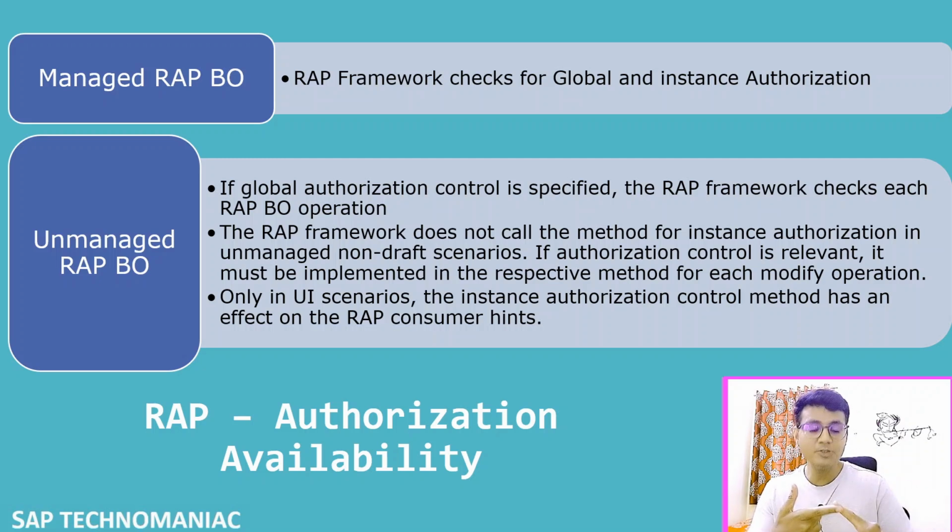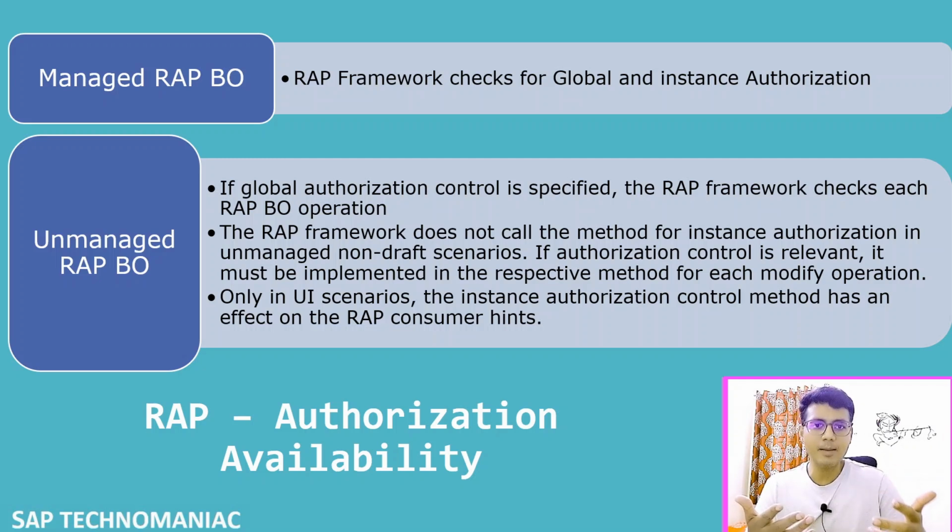So you have to make sure that if you want to define some authorization for the instance authorization, you have to write that instance authorization in the respective update, create and delete method itself. It will not be called by the framework. Whenever you do the update scenarios, put a breakpoint in your instance authorization, and you will see it is not called. It happened in our unmanaged scenario as well.